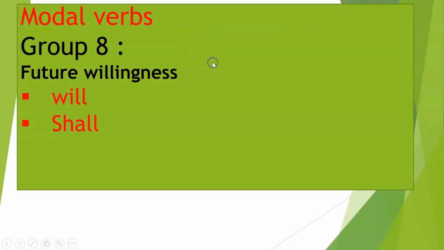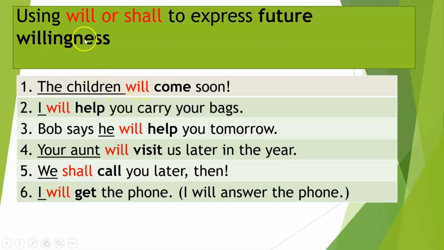Okay, so let's go on to number 8. And this is to express what we call future willingness. We can use will or shall in this regard. Okay, using will or shall to express future willingness.